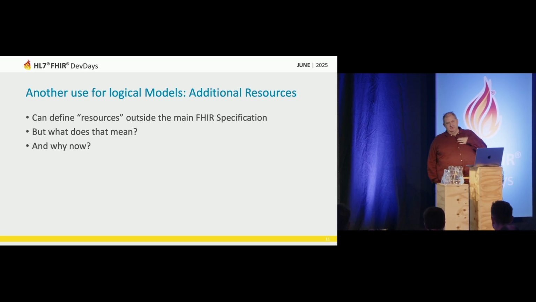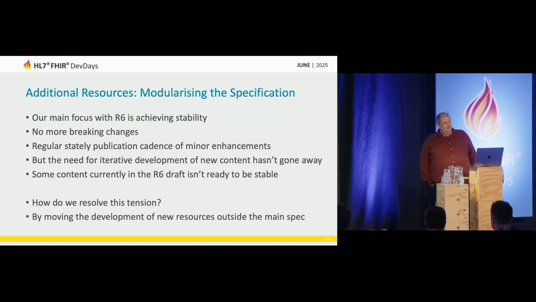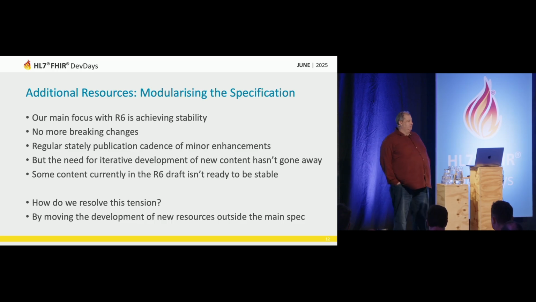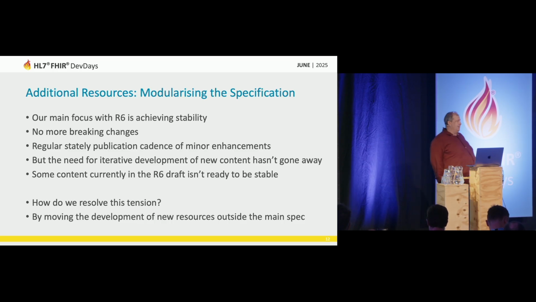So for the rest of my talk, I'm going to explain what that means, but why are we doing that now? Our main focus with Release 6 is stability. There's plenty of talk about that this week, as usual. We won't be making breaking changes once we publish Release 6. That stuff is solid. We will have a regular, stately publication cadence of minor enhancements to the specification, but we won't be breaking stuff, because we're done. And so that is very much our goal, and we're working very hard towards that.